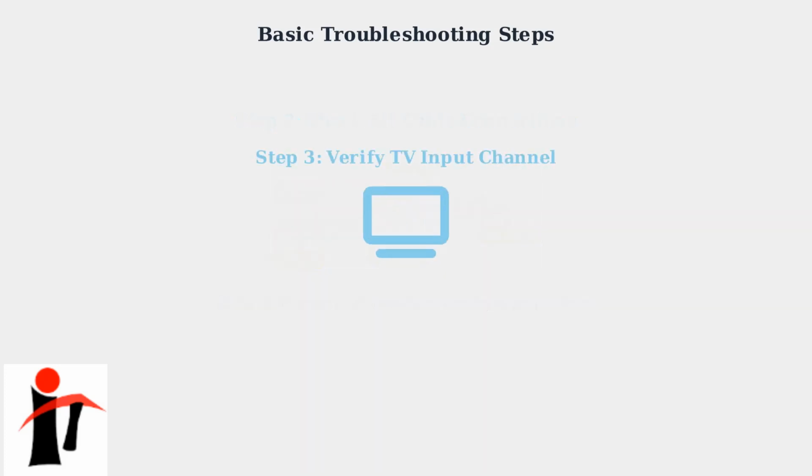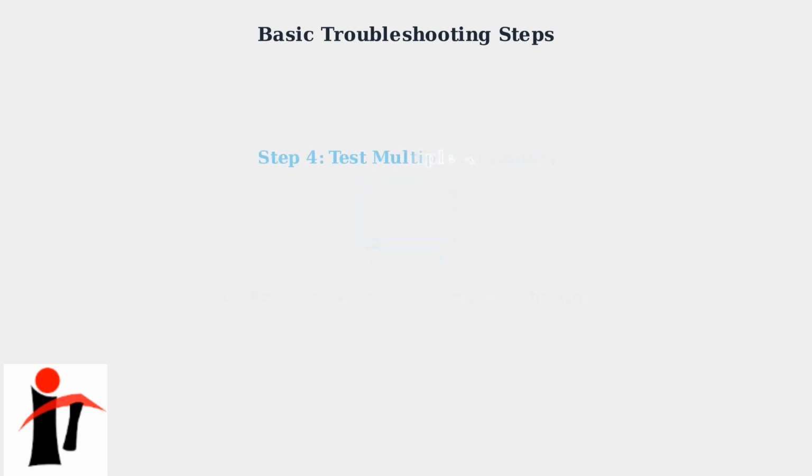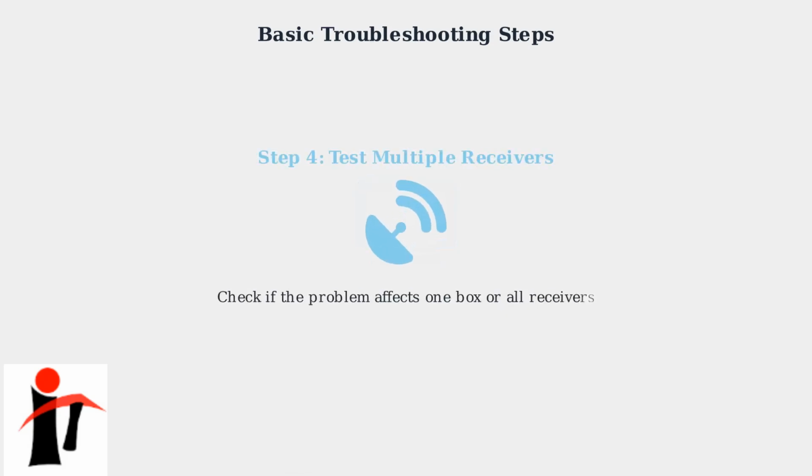Verify that your TV is set to the correct input channel. This simple oversight accounts for many service calls that could be avoided. If you have multiple receivers, check whether the problem affects just one box or all of them. This helps determine if the issue is with individual equipment or the entire system.